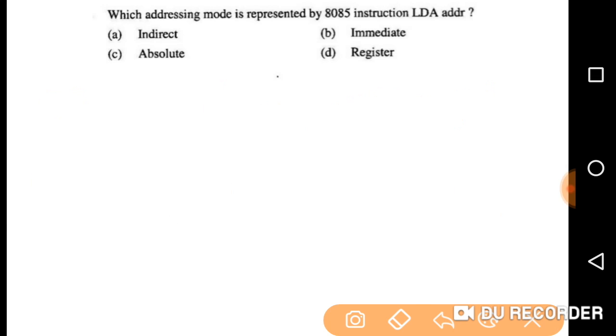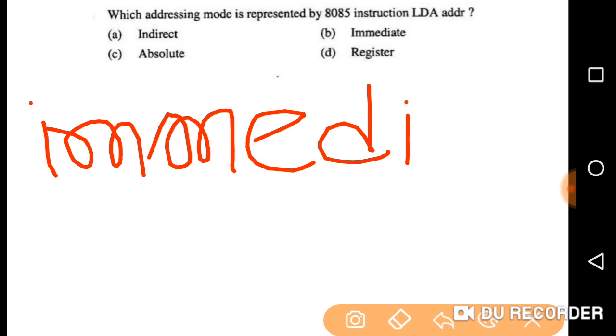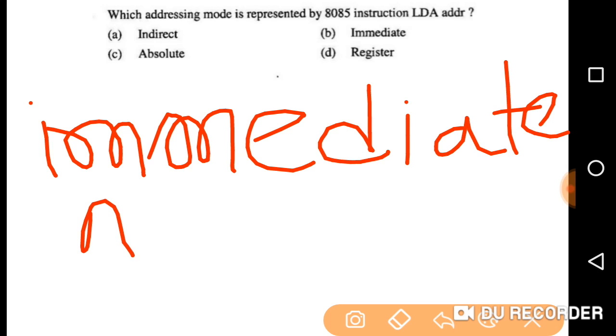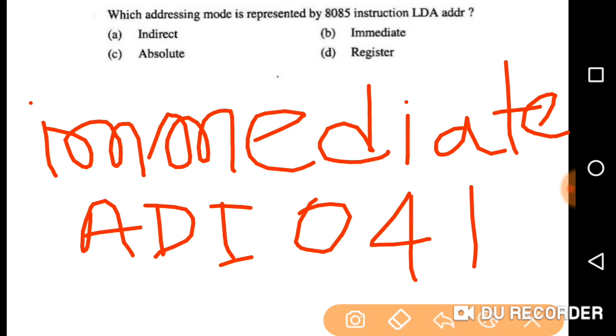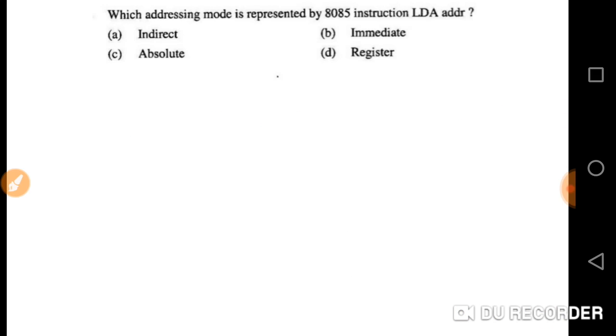The next type is immediate addressing. Immediate addressing mode. Example is ADI 04H, means it will add 04H directly with the accumulator. No involvement of other registers or memory location is here. And the last type is implicit.